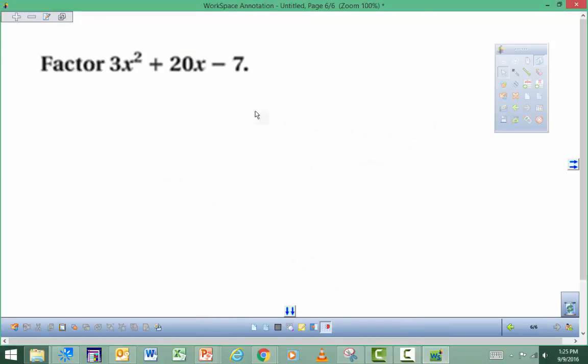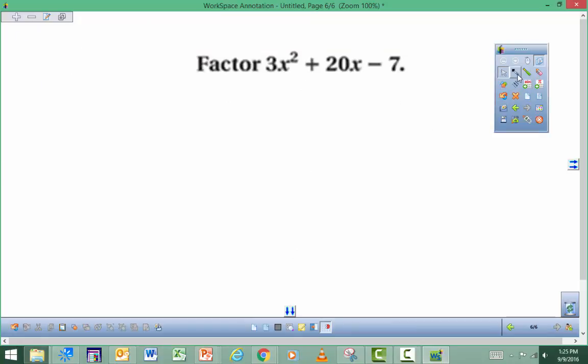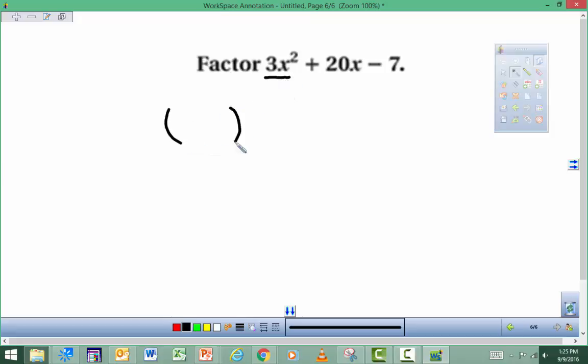There we go. Alright, now I'm gonna move this into the center. Alright, now let me show you the solution on both of these, and right here I'll do the guess and check method, and over here I'll do the AC method. Alright, now because this is a 3x, I know there's only one option.